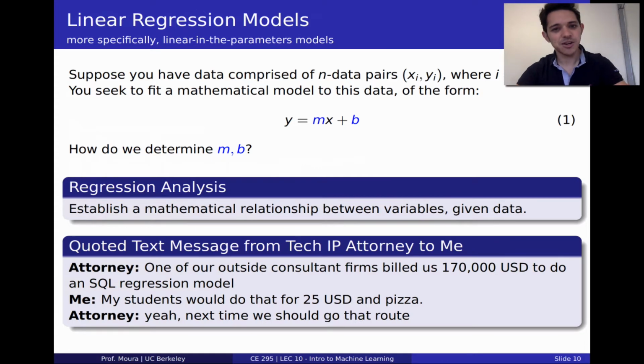Now here's a fun side note story. A few years back, a friend of mine, who turns out to be an attorney who works in technology and media intellectual property, sent me a text message. And he said, one of our outside consultant firms billed us $170,000 to do an SQL regression model. And my response to that by text message was, my students would do that for $25 and pizza. And he responded back, yeah, next time we should go that route.